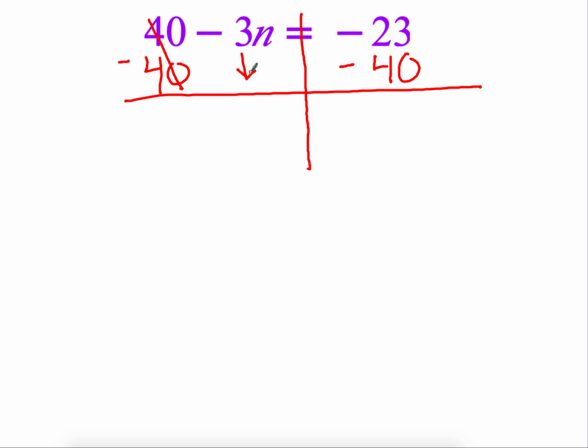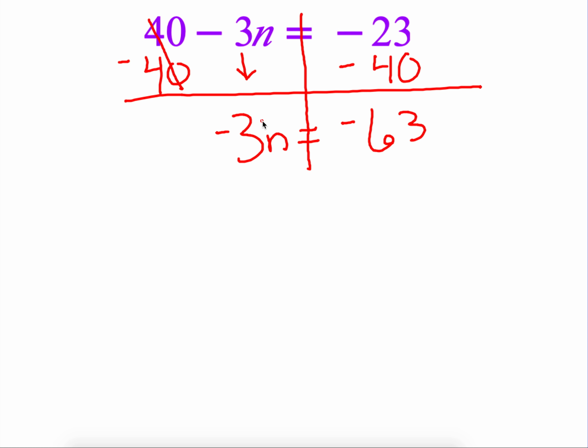Okay, so I bring down my variable. I have negative 3n. The negative's fine. It doesn't change anything about this. Bring down my equal sign. And then I have to do negative 23 minus 40. I have a negative and I'm subtracting, so I'm going further negative. Okay, so I have negative 63. Okay, so negative 3 times something equals negative 63.